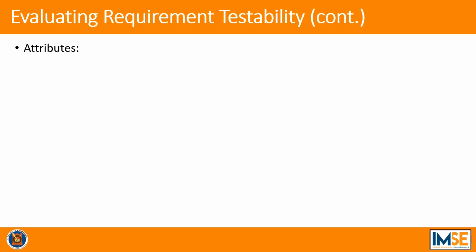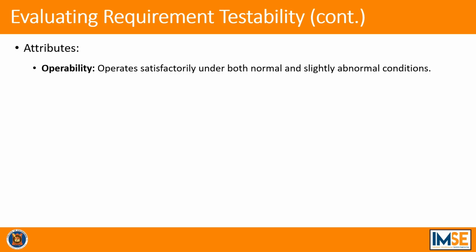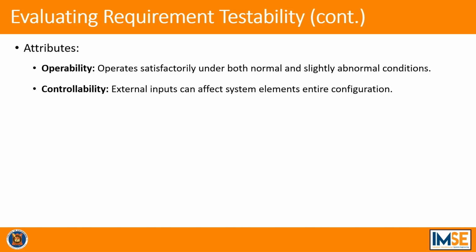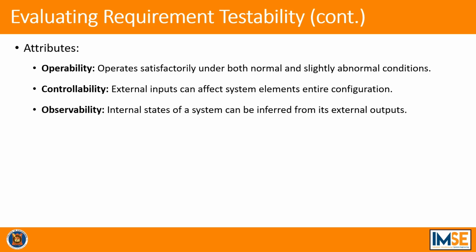As this evaluation can get tricky, there are certain attributes that are recommended to be met while carrying out this test. For example, operability is the ability to operate satisfactorily under both normal and slightly abnormal conditions, which are different from the design conditions. Controllability is the ability of an external user to affect system elements in its entire configuration space using only external inputs. Observability is a measure of how well the internal states of a system can be inferred by knowledge of its external outputs.